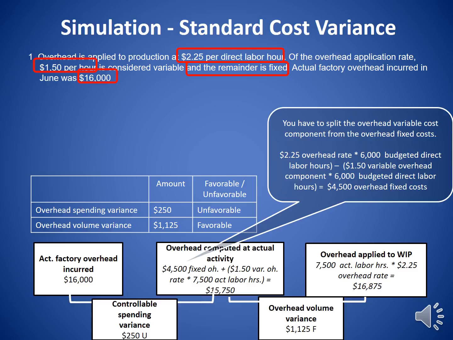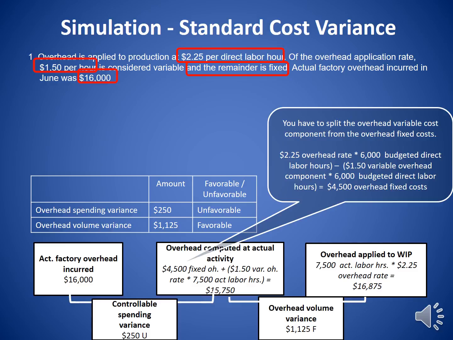Now we have to take the overhead computed at our actual activity. So we start out with our $4,500 fixed overhead, and we're going to add to that the $1.50, which is a variable overhead portion of our predetermined overhead rate, times 7,500, the actual labor hours. So that equals $17,750. So in this case, we spent $16,000 and we should have spent $15,750. So our controllable spending variance is unfavorable to the amount of $250.